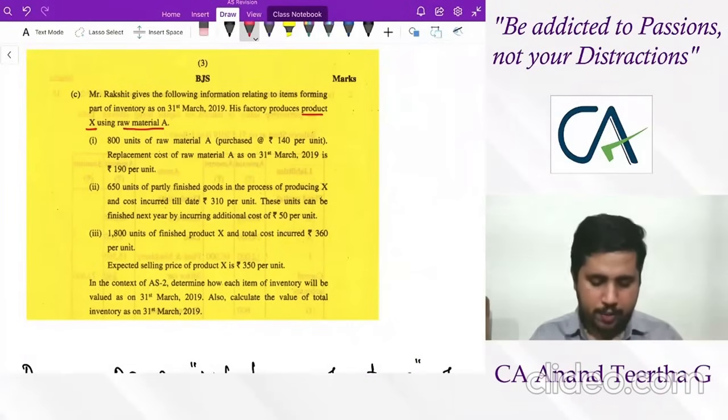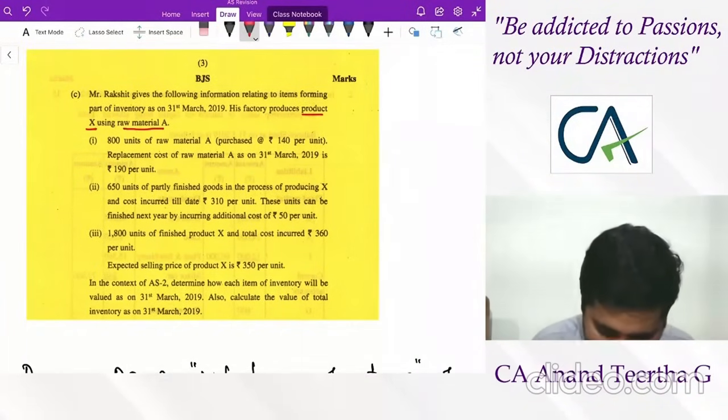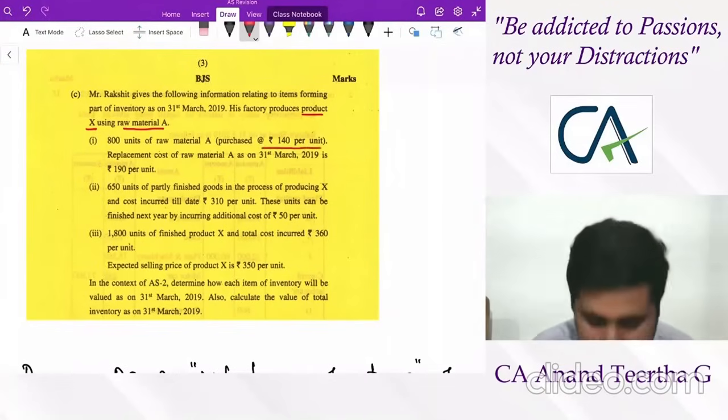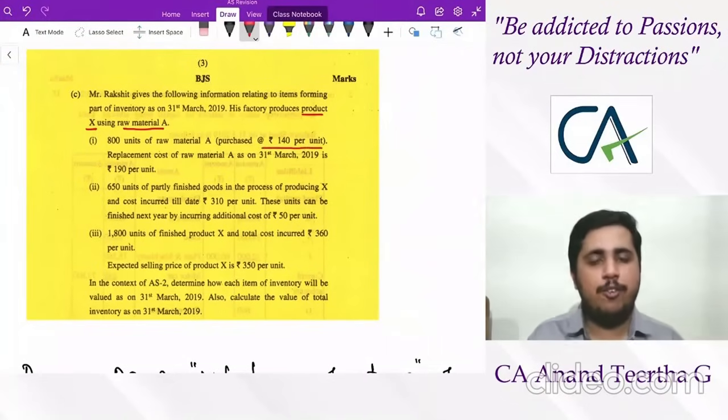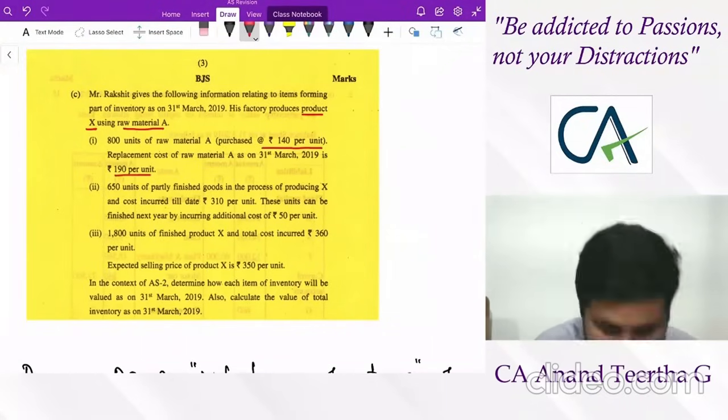Now accordingly, if you now look into the first point, 800 units of raw material A purchased at 140 per unit. Purchased at 140 per unit means what? It means the purchase price, cost of purchase is 140 and the replacement cost is 190.